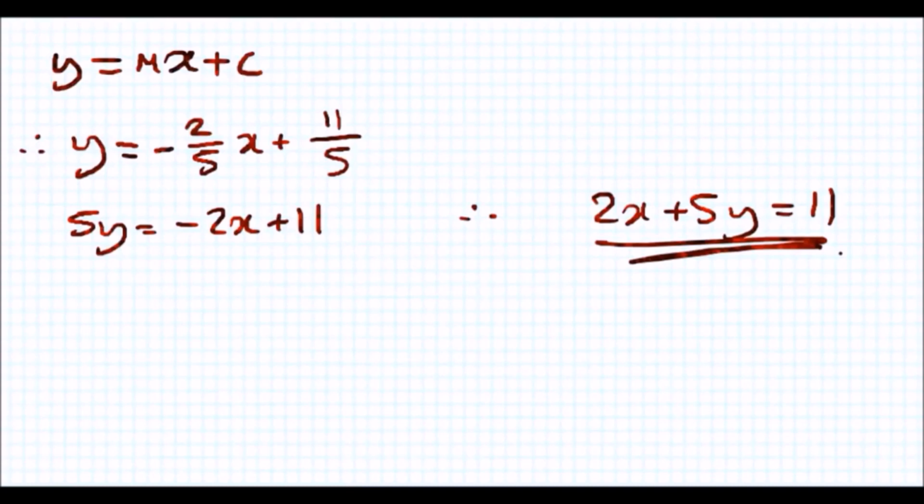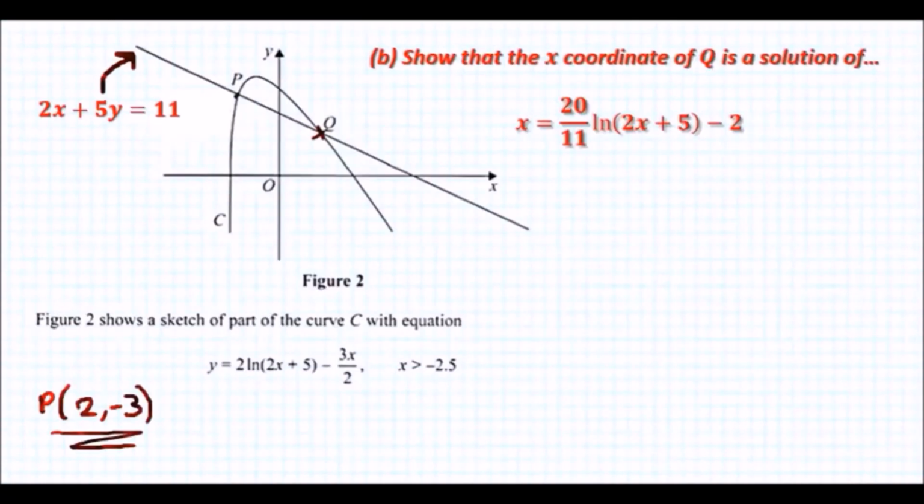So we're going to look at part B now. Alright guys, here we are, part B. In this case, we need to show that the x coordinate of Q at this point here is the solution given by this. We're not actually trying to find x, we're trying to present some kind of equation in terms of x.